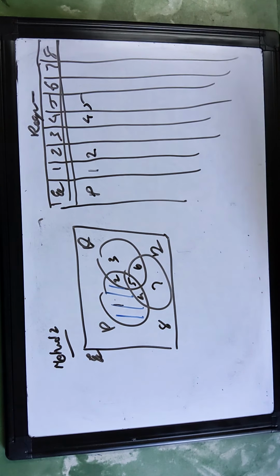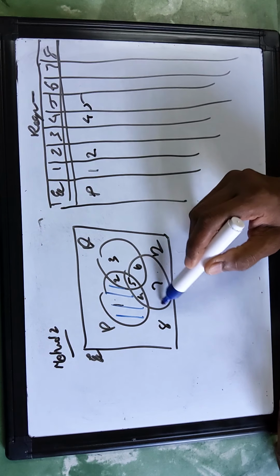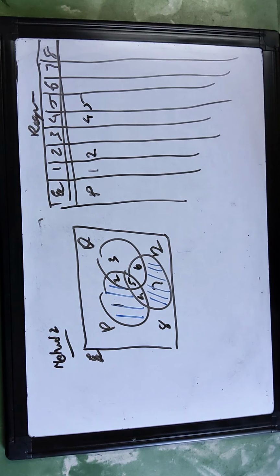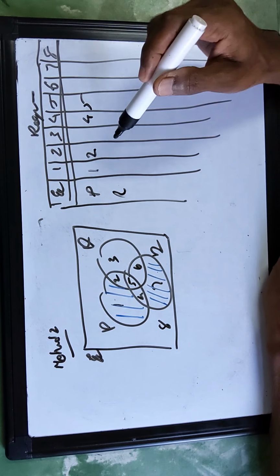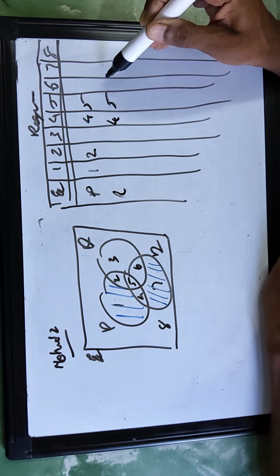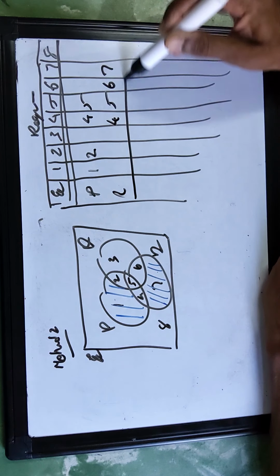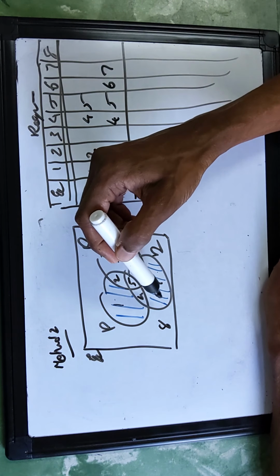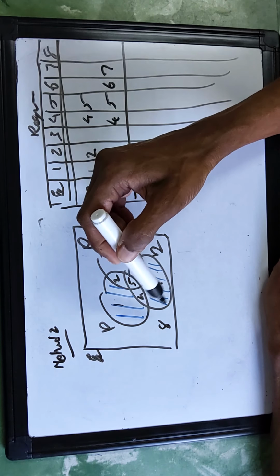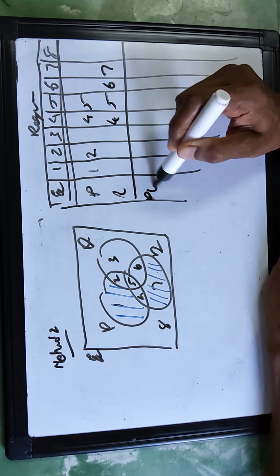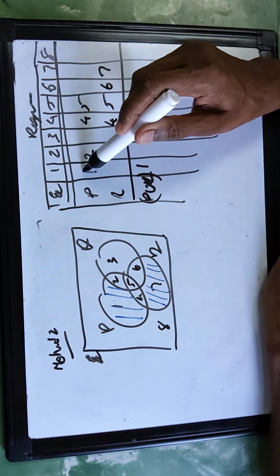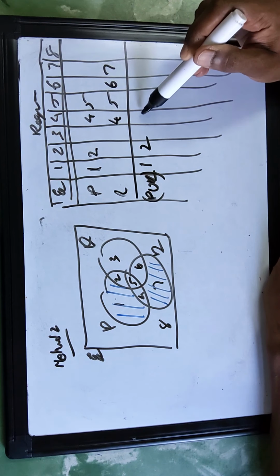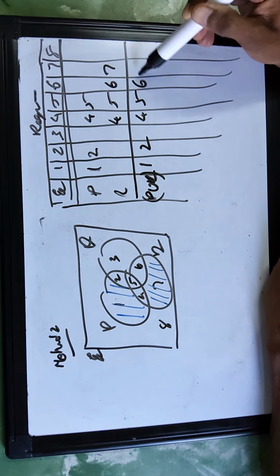And then the fact that this is shaded, region 7, implies that you have to take R. So R is composed of region 4, 5, 6, and 7. Now, the fact you're taking both P and R means you're adding these two regions. P union R. So you take 1, 2, 4, 5, 6, and 7.